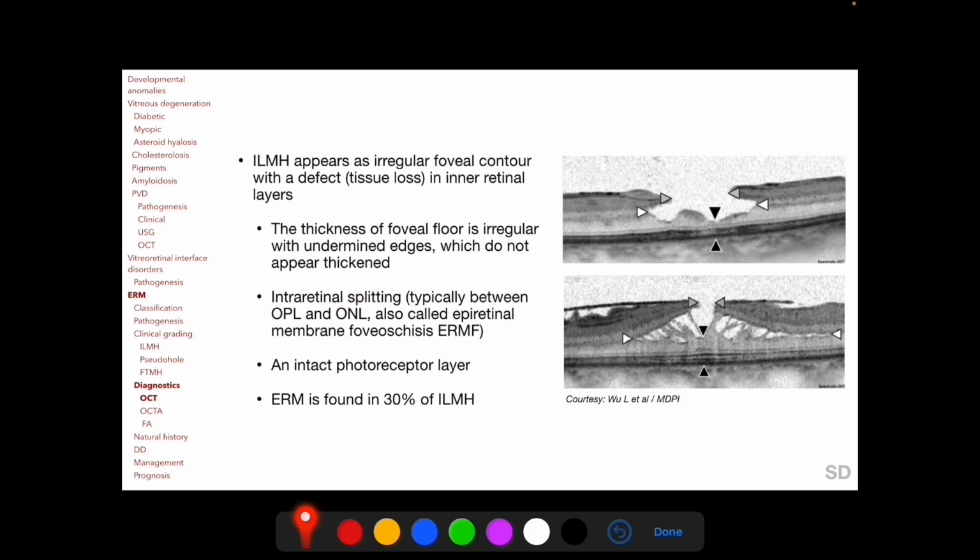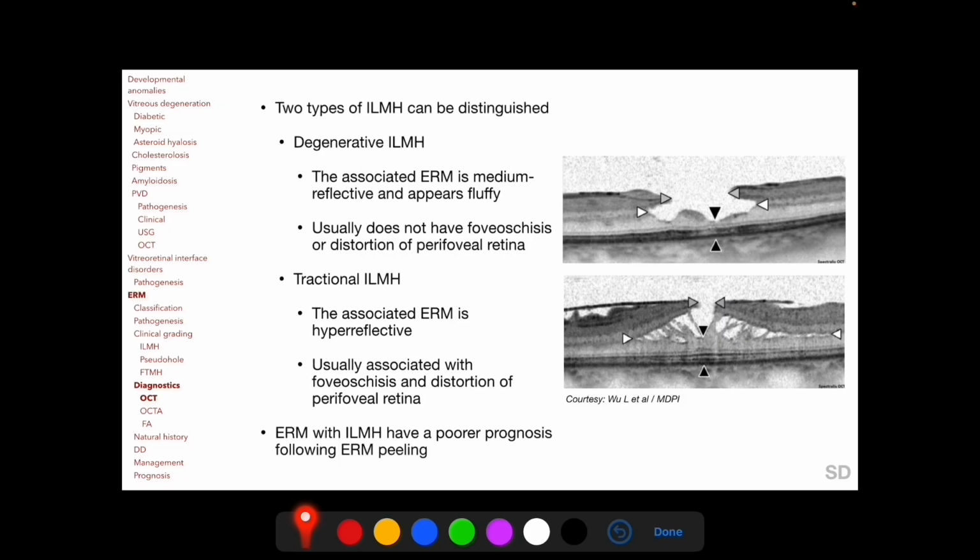Intraretinal splitting, typically between the outer plexiform layer and the outer nuclear layer, may be present, but the photoreceptor layer is characteristically intact in eyes with lamellar holes. An epiretinal membrane can be found in 30% of eyes with inner lamellar macular holes on optical coherence tomography. As we have already mentioned, inner lamellar macular holes with ERM can be distinguished into two types.